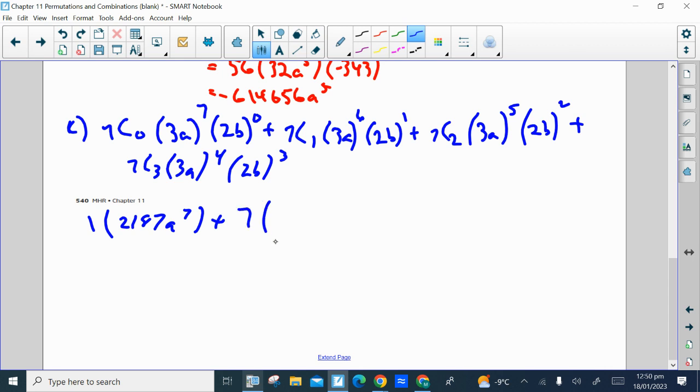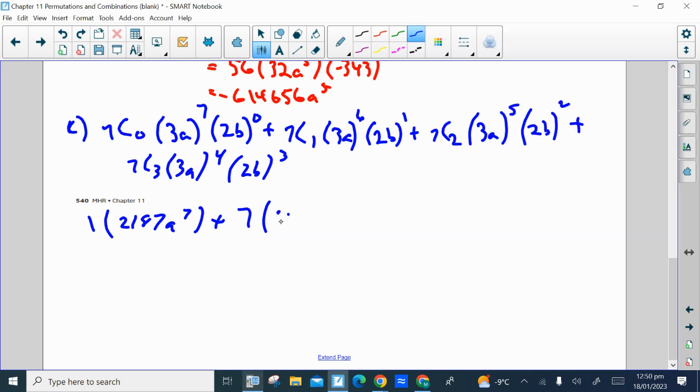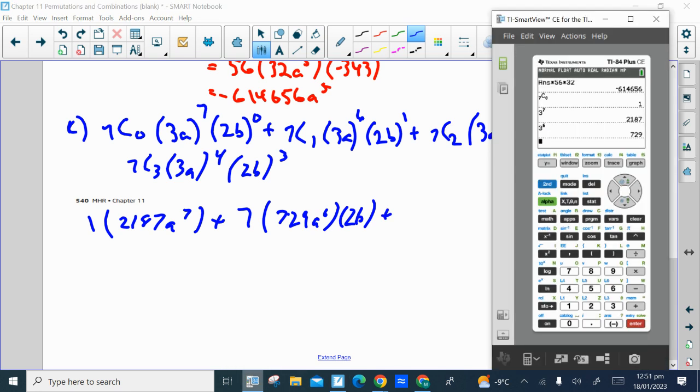7c1 is 7. And then you're going to have 3 to the power 6, which is 729, a to the 6th, times 2b to the 1, or just 2b, plus 7c2 is 21.